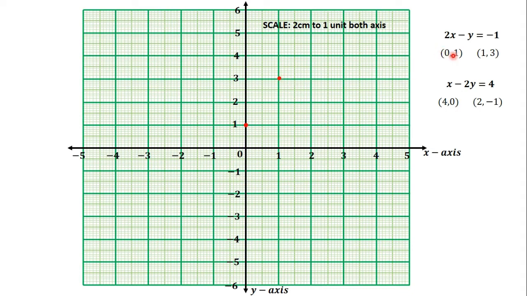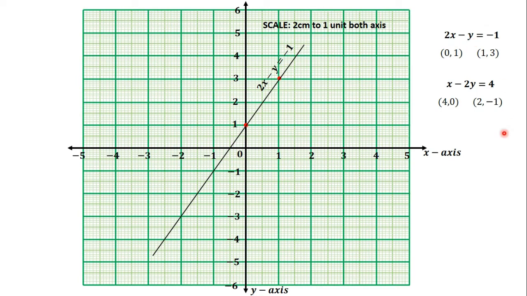Then I'll plot the next one. The next one is (0, 1). So 0 on the x-axis, 1 on the y-axis. So it will be this point here. So with these 2 points, I can draw a straight line. So you draw a straight line joining them. And the name of this line is the line 2x minus y is equal to -1. So that is the first one.